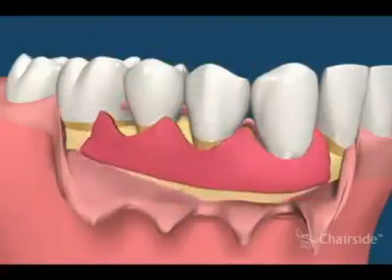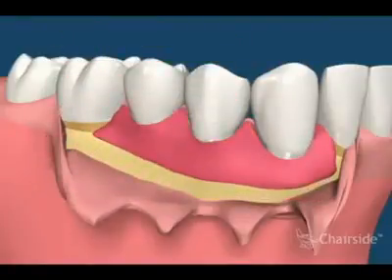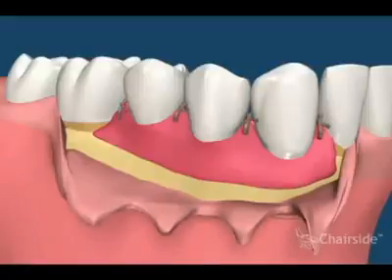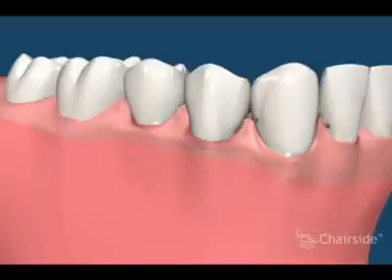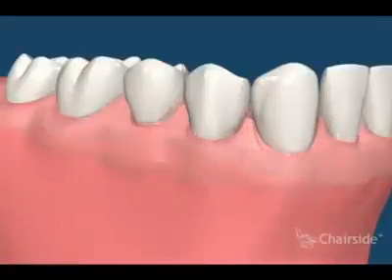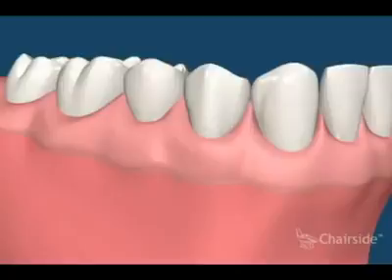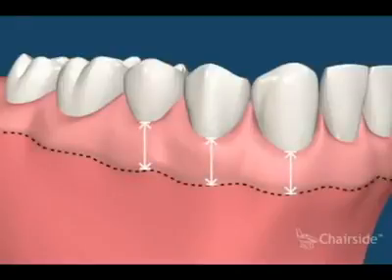The graft is adjusted to fit and sutured into place. The flap is then repositioned back on top, covering the graft completely and sutured into place. With time, the graft will promote the growth of new tough gum tissue or attached gingiva over the lost areas to the desired levels.